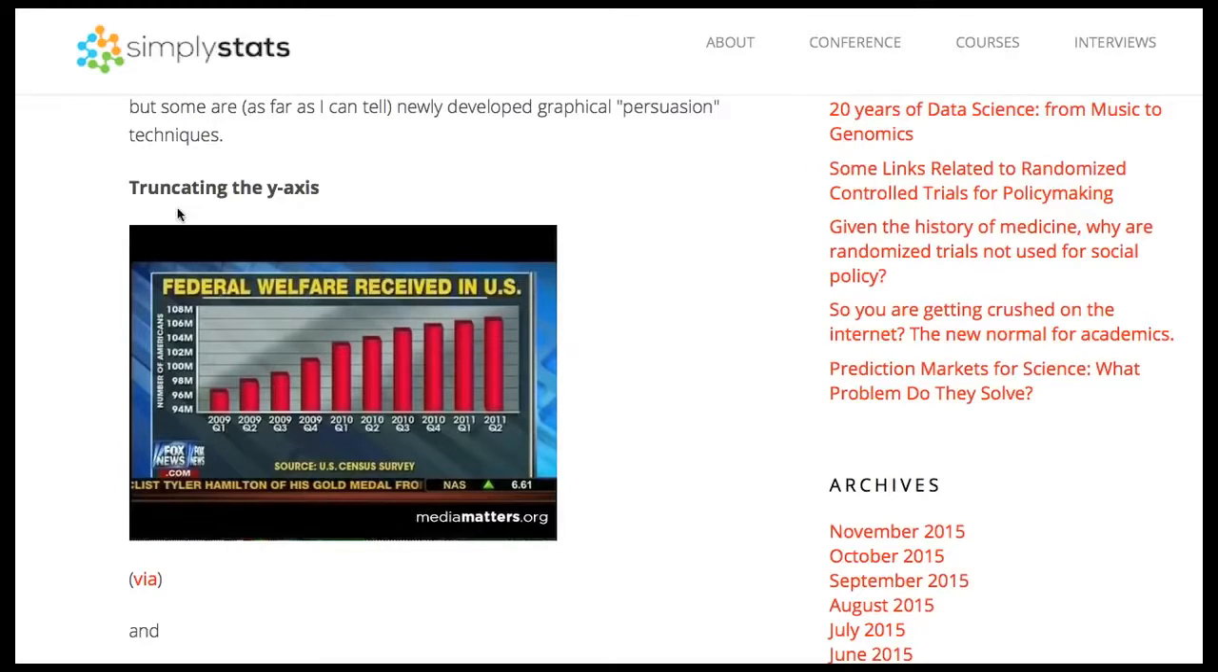Well, what's the problem here? Well, truncating the y-axis means that, in fact, of course, all of these bars actually start at 0. But for some arbitrary reason, we're just showing from 94 million. So it presents a very misleading indication of the actual differences in these bars. If you plotted them out, they'd look different.